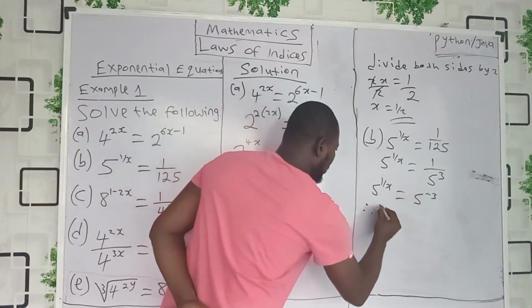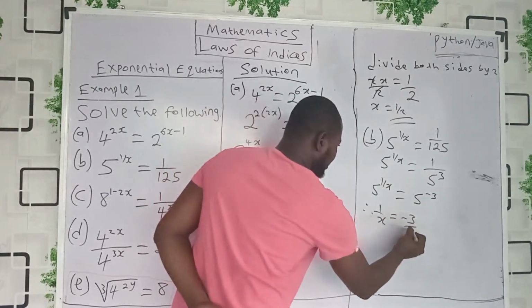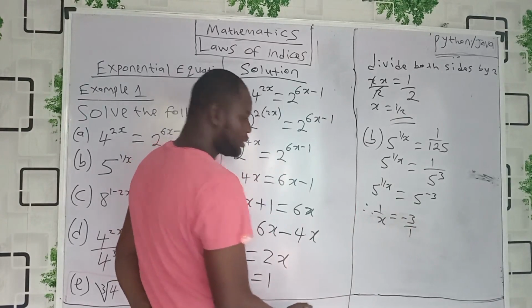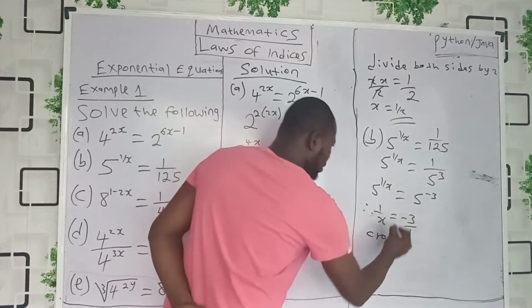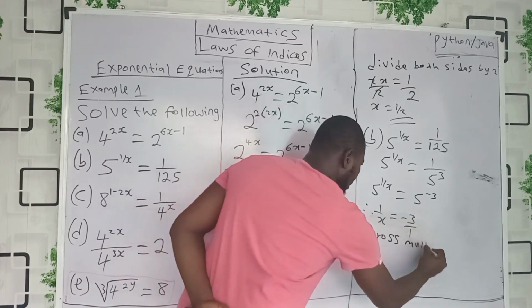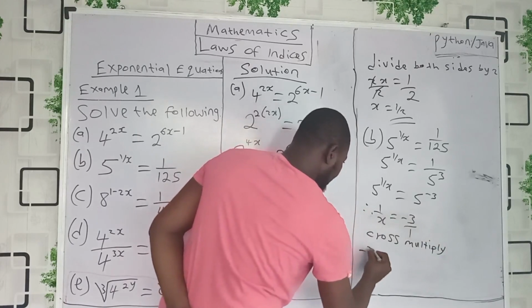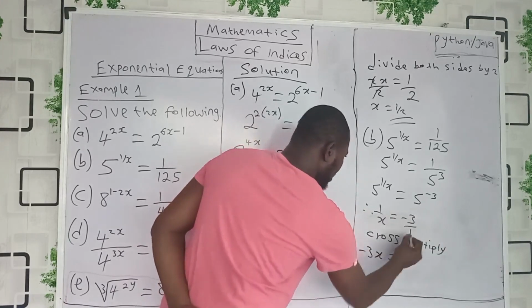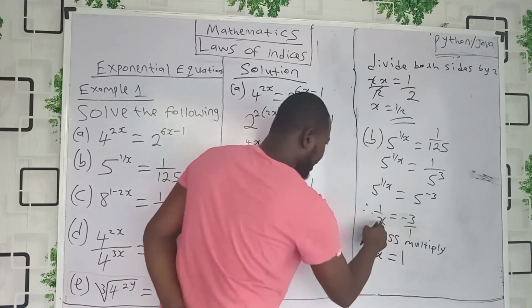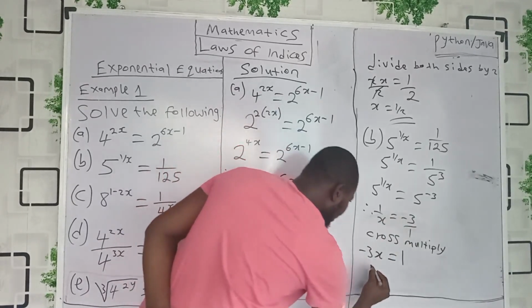What does that mean? Therefore, 1 all over x equal to minus 3. This is just like minus 3 all over what? 1. What can I do? Cross multiply. Please don't use this cross. We don't do that. Just write cross multiply. X times minus 3, that's minus 3x equal to what? 1 times 1. That is what? 1. X times minus 3, minus 3x. 1 times 1.